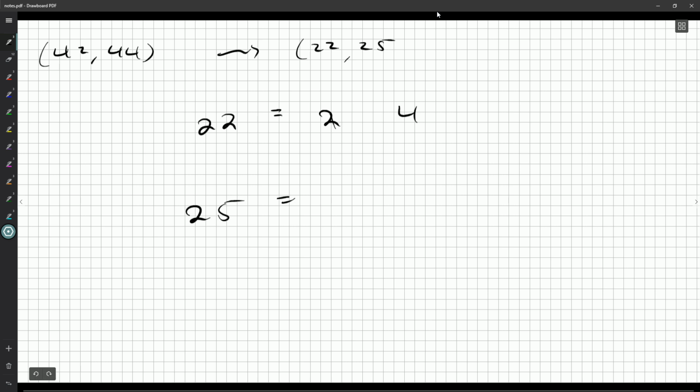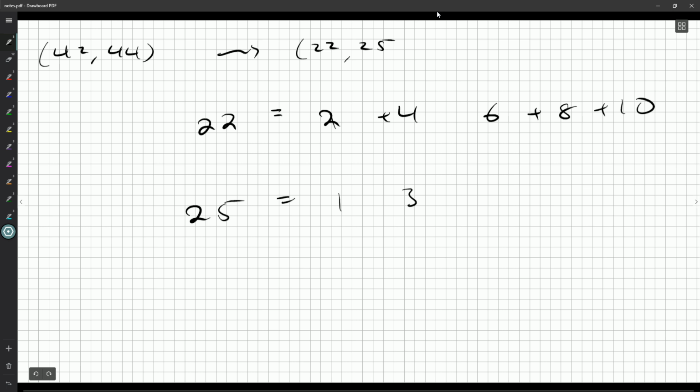So 2, 4, 6, 8, 10. How can you make 22? 10 and 12 would do nicely. But 2 and 6. Right? Maybe this one, maybe it's not so easy to do this one.